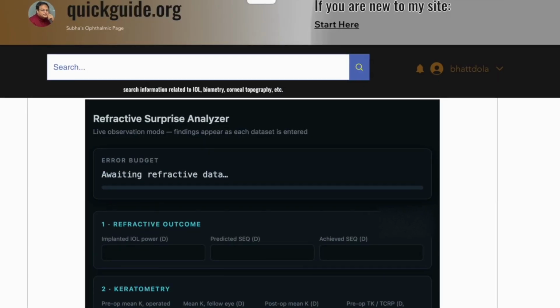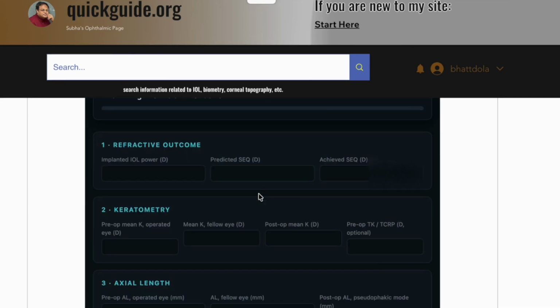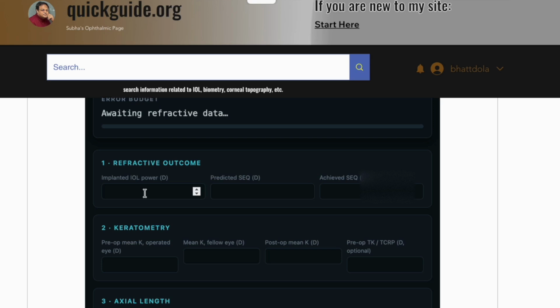So here's the refractive surprise analyzer, and I will show you how to use this analyzer. So what is the implanted power? You have, say, for example, an implanted power in the first eye of 20 diopter. What was your predicted refraction? And say your predicted refraction was minus 0.50 spherical equivalent.